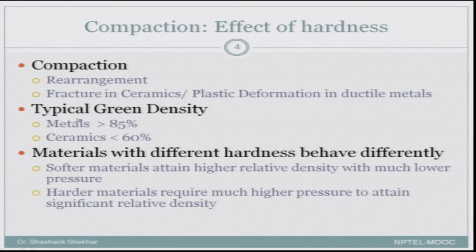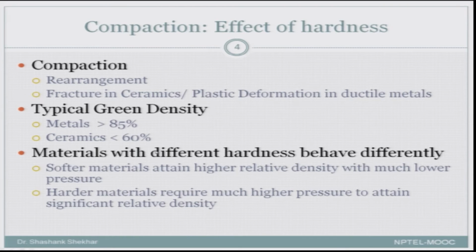And because of that we said that there is a highest density that can be achieved, and in metals and ceramics it is different. Here we have given some numbers for the maximum green density, that is, the density you can obtain after compaction. In metals it is of the order of 85%. In ceramics it is much lower than metals because you are not able to get deformation, only some amount of fracture. So, it is less than 60%.